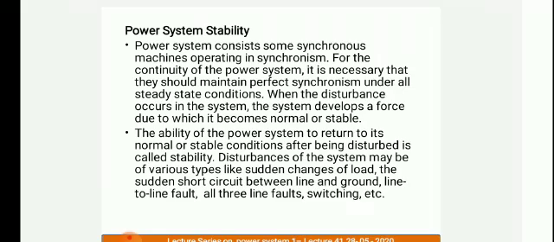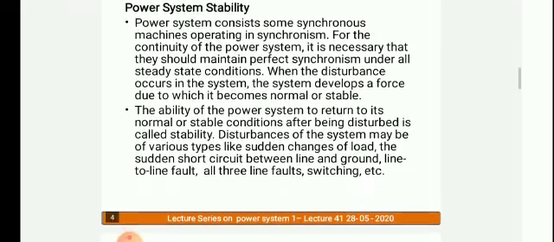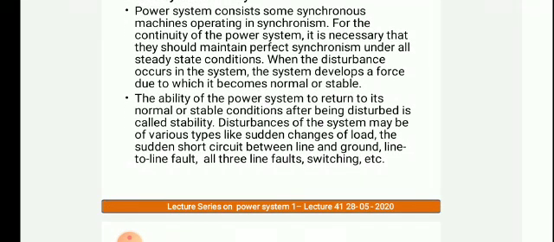As I told you, it is the regaining of the state of the system after the clearing of the fault. Disturbances of the system may be of various types, like sudden changes of load, a sudden short circuit between line and ground, line to line fault, all three phase faults, switchings, etc.